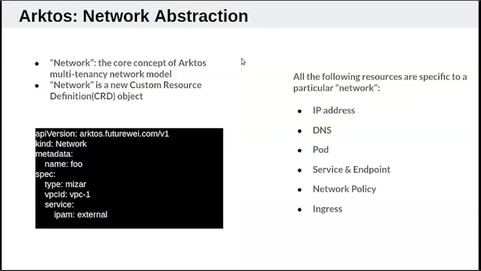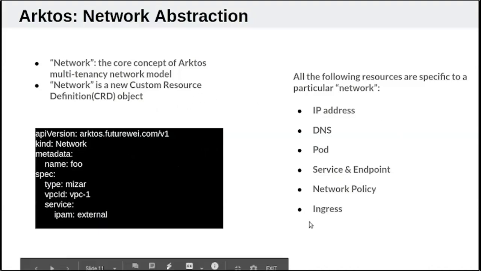The cornerstone of this isolated network model is the network. The network is introduced by Arktos, and it is a new custom-defined resource type. Below is an example of an object of that type. The network object defined in this way represents an isolation boundary of network resources.